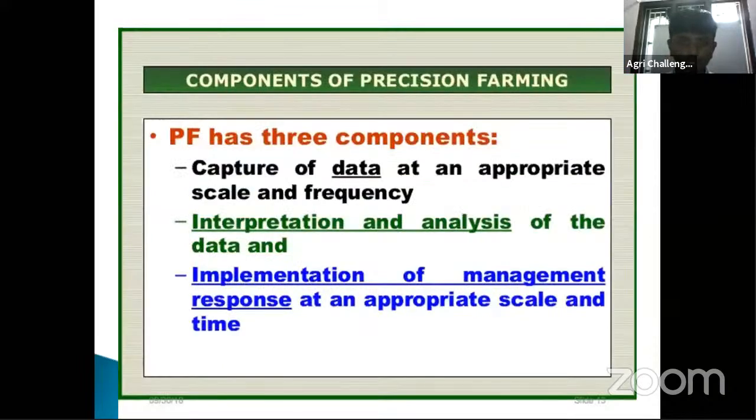Then, components of precision farming. What are the different components? Precision farming has three different components. First, what is our basic thing? We have to capture the data to assess the variability at the appropriate scale and frequency. We have to capture the data to find out the variability, to manage the variability.